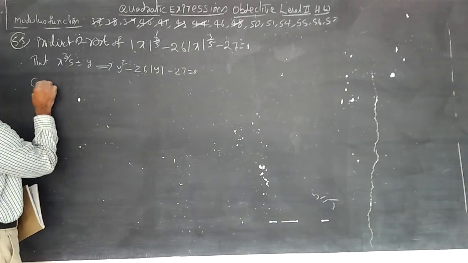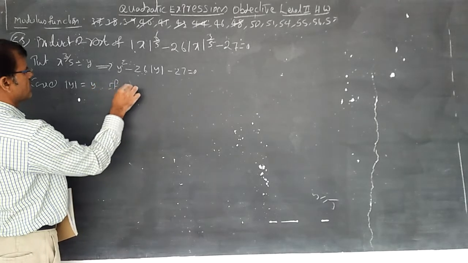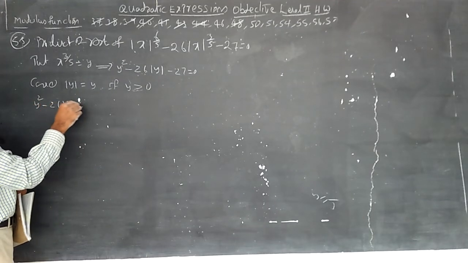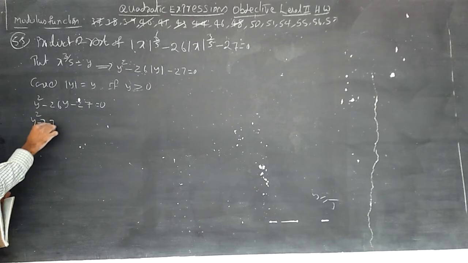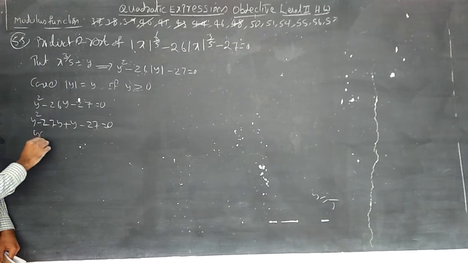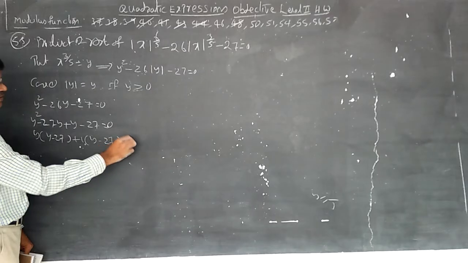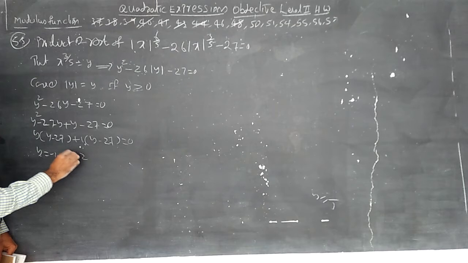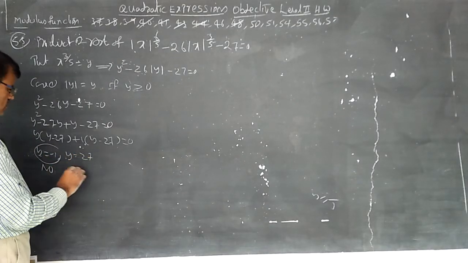So case 1: mod y is equal to y if y greater than or equal to 0, so positive. You take y square minus 26y minus 27 equal to 0. So y square minus 27y plus y minus 27 equal to 0. y taken common: y minus 27 plus 1 into y minus 27 equal to 0. So y is equal to minus 1, y is equal to 27. Whenever modulus I have taken as positive, this is no. y is equal to 27.